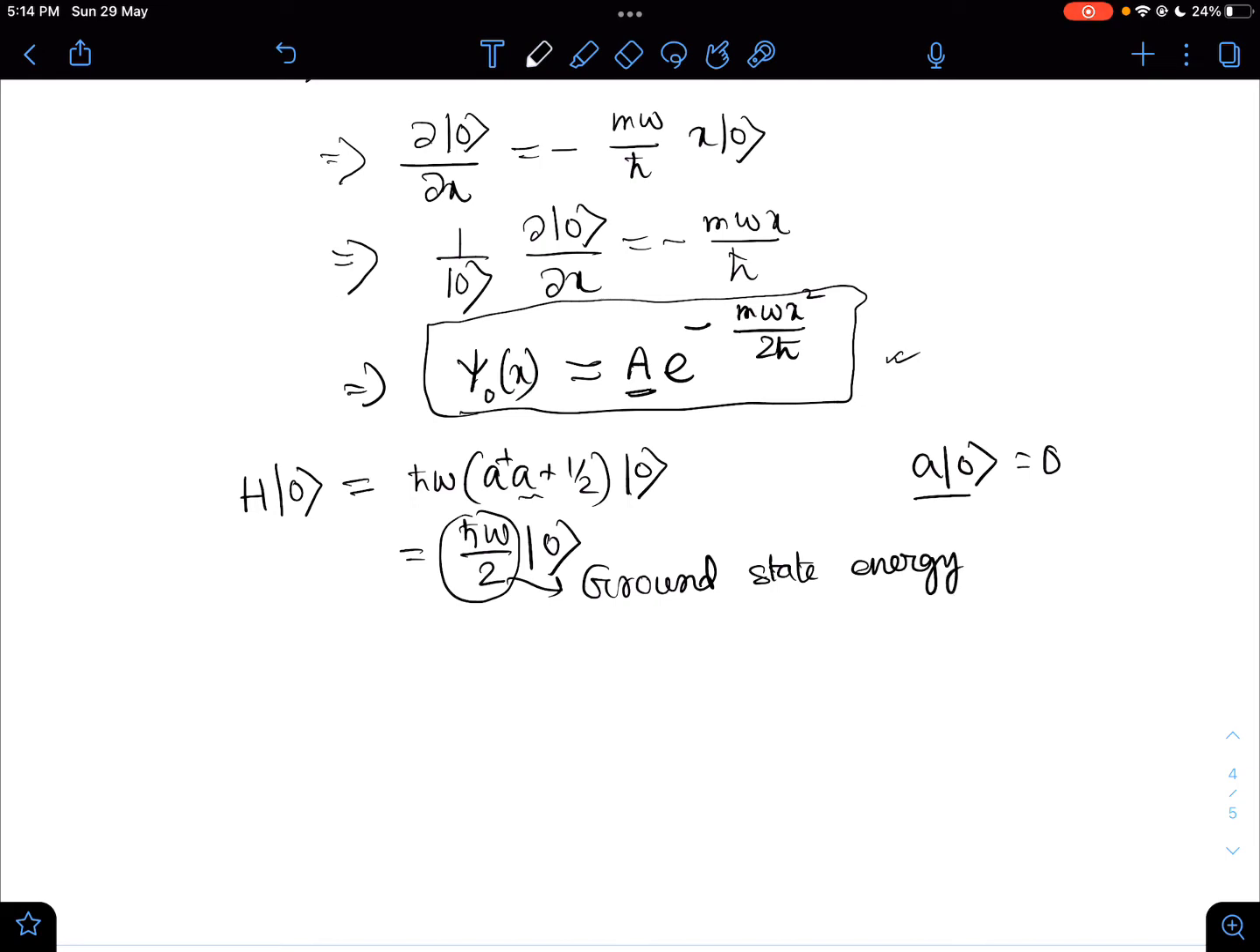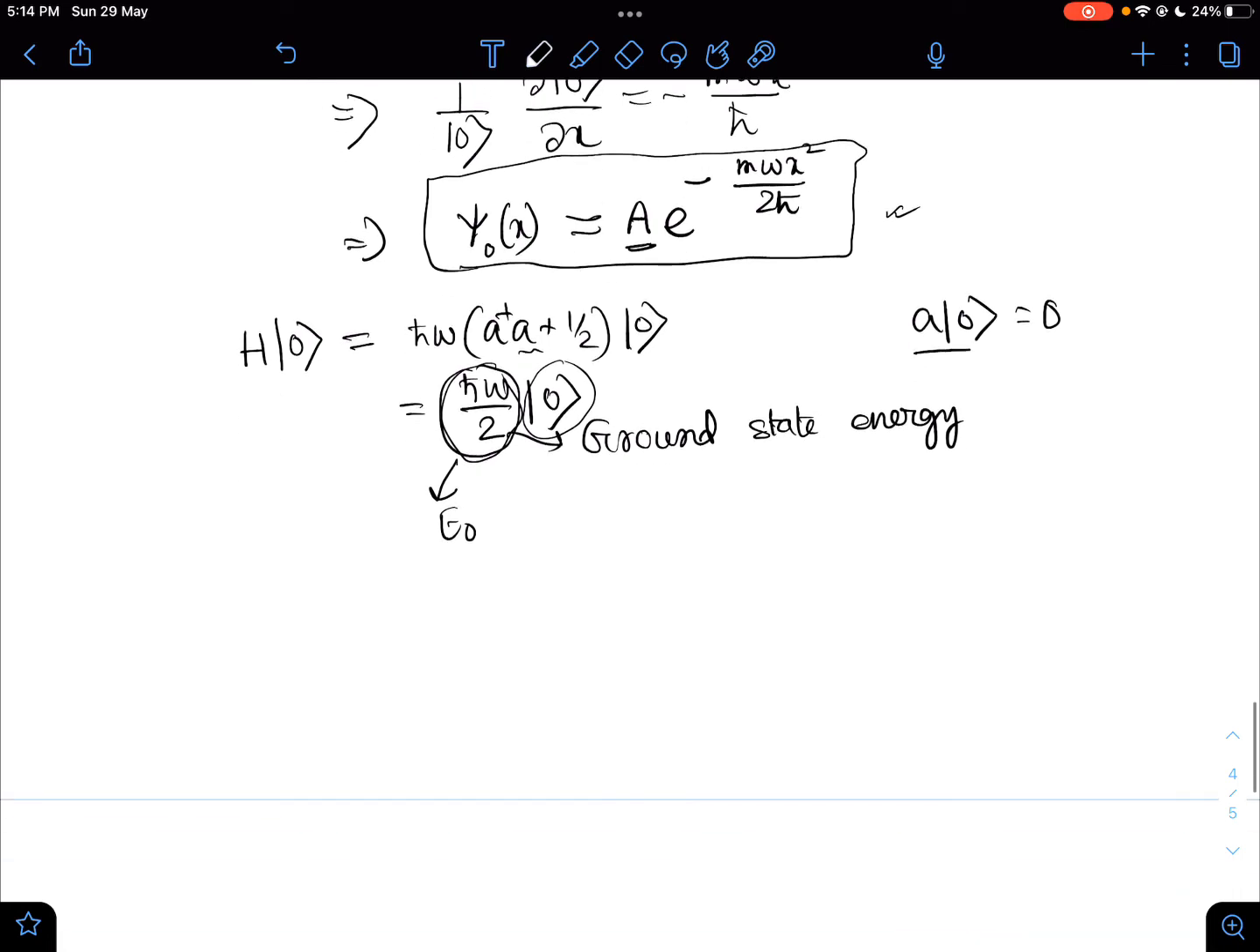So now we can see that this is our ground state wave function with energy value this. Denote this by E0. Now if we apply the A dagger operator on |0>, what will we get? We will get another state with energy value E0 plus ħω. So that value will be 3/2 ħω. Now again, if we operate this operator on this, we will get 5/2 ħω.